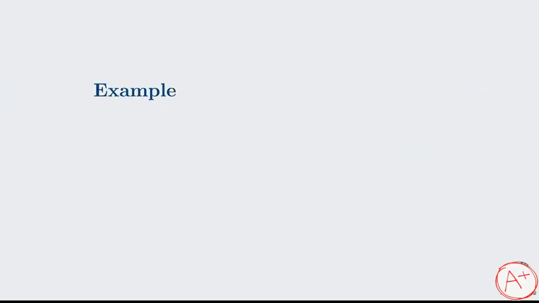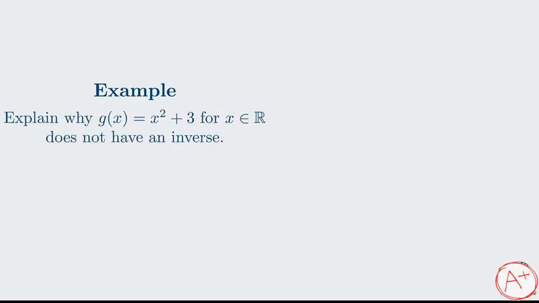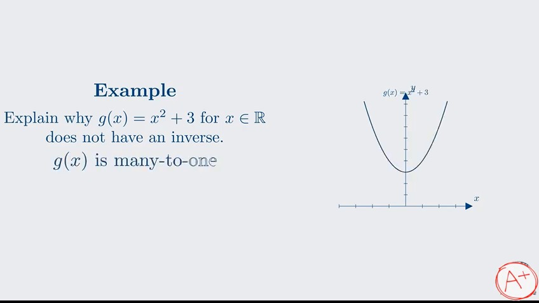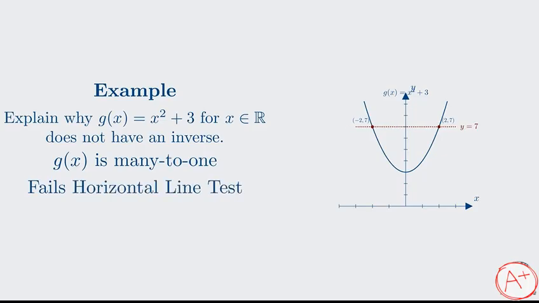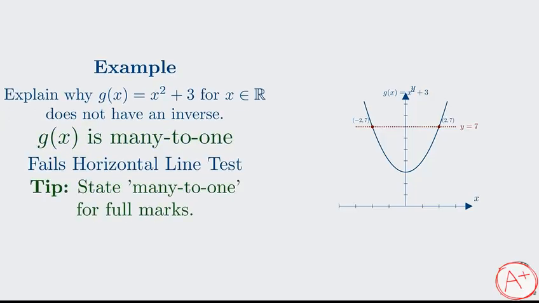Let's look at an exam-style conceptual question. Explain why the function g of x equals x squared plus 3 for all real values of x does not have an inverse. To answer this, we observe that g of x is a many-to-one function. For instance, g of 2 equals 7, and g of -2 equals 7. Since two different inputs produce the same output, a horizontal line y equals 7 intersects the graph twice. Therefore, it fails the horizontal line test, and no inverse exists. Always use the specific term many-to-one in your Cambridge exams to secure that explanation mark.